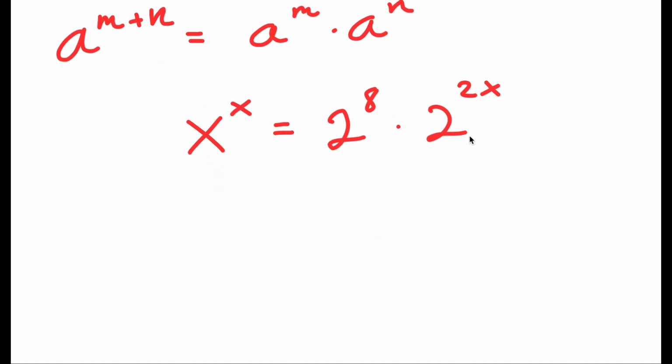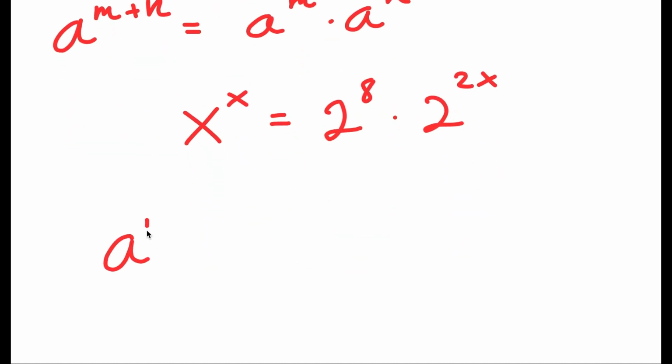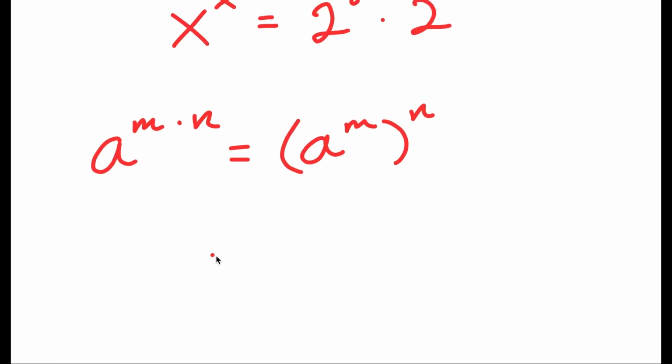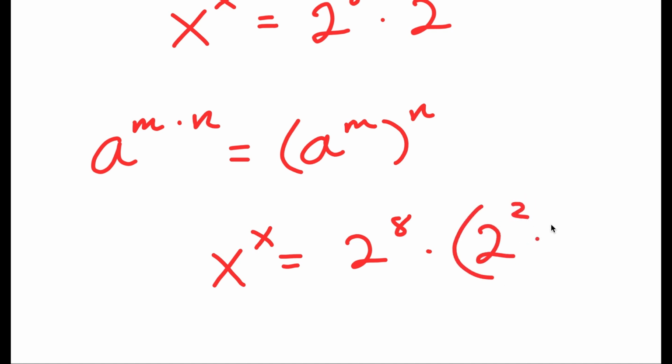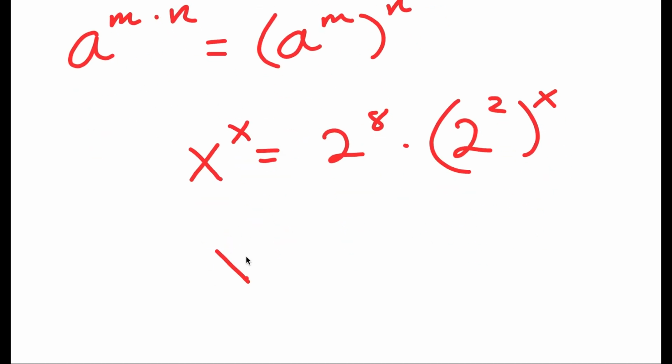Now from here, if I have something in the form a to the power of m times n, this is the same thing as a to the power of m to the power of n. So 2 to the power of 2x is the same thing as 2 to the power of 2 to the power of x, which is 4. So I have x to the power of x is equal to 2 to the power of 8 times 4 to the power of x.